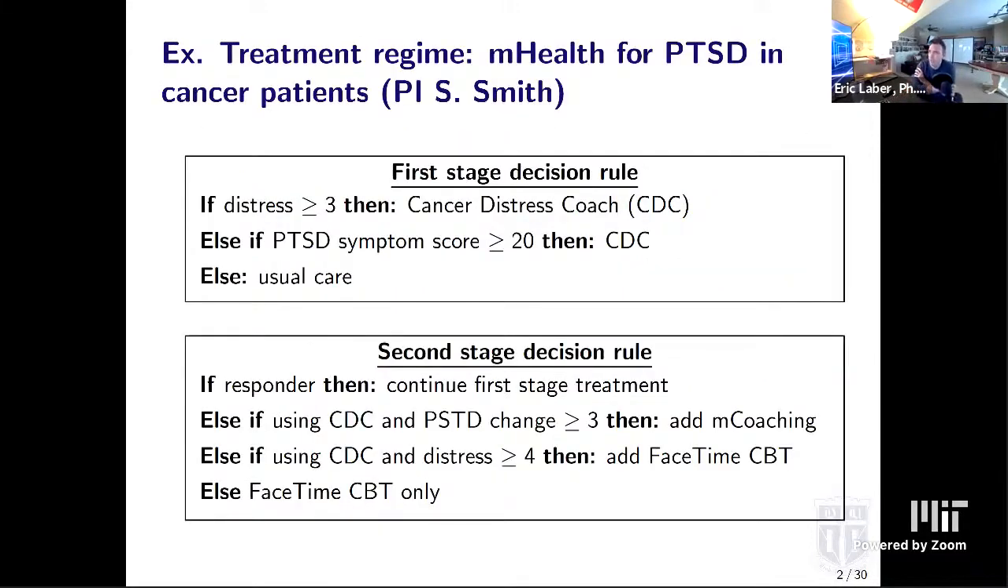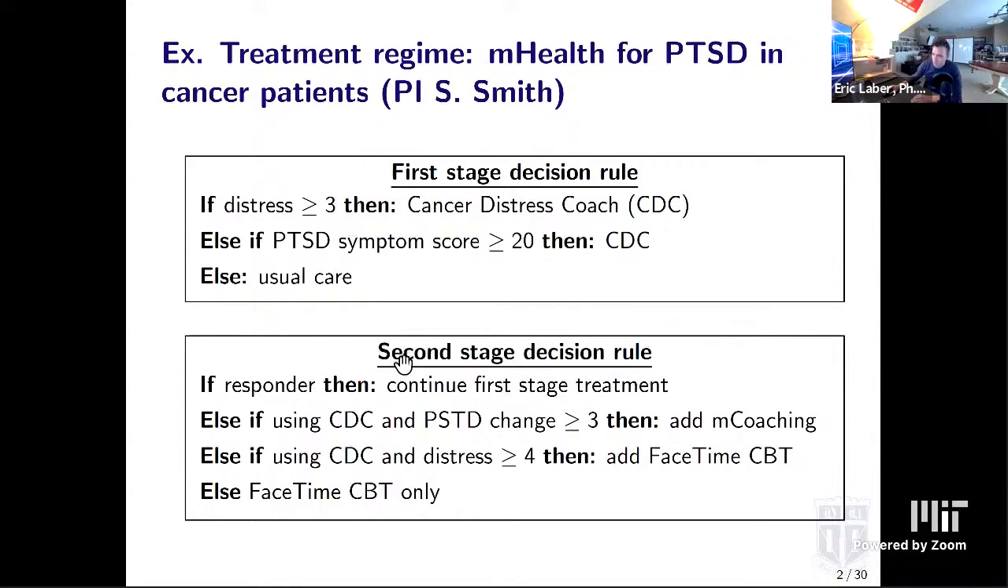This is an example in post-traumatic stress disorder among cancer survivors. This is joint work with Sophia Smith, who's also at Duke. Here, there are two stages of treatment. The first stage reads like a list. If your distress score is greater than 3, then you get a mobile intervention called the CDC. I won't get into the science of this because it's not really the focus. Otherwise, if your PTSD symptom score is high, greater than 20, you also get CDC. Otherwise, you get usual care. So that's the first rule.